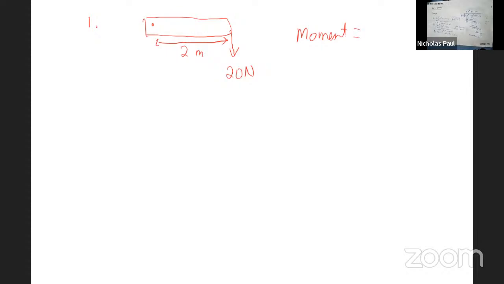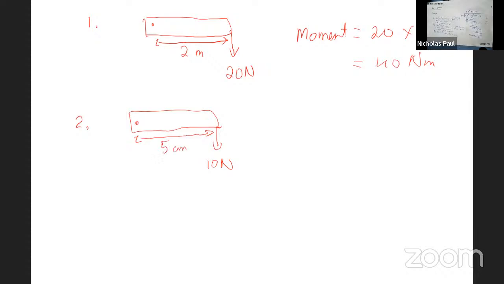40 Newton meter. Okay, that's how important it is, right? So it's 20 by 2, which is 40 Newton meters. Number 2. Go ahead. Work out number 2.